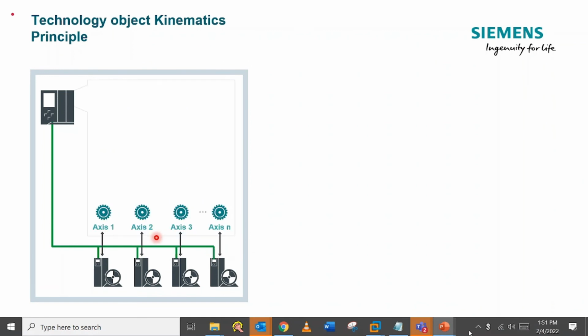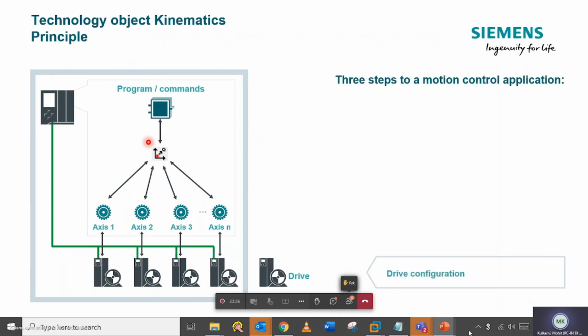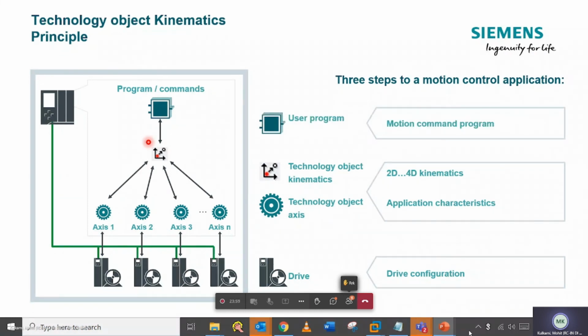Then there is a group object we call the technology object of kinematics, and this group object is configured based on all these 4 drives, so that this is the communication between the group object and all the drives. So the set point will be generated from the TO kinematics for all the individual axes based on the transformation. Then to control this group object, the technology object of kinematics, we require some user program. So for that, we need to write a user program with the help of PLC open commands. This is the way to program a kinematic system in TIA Portal software.